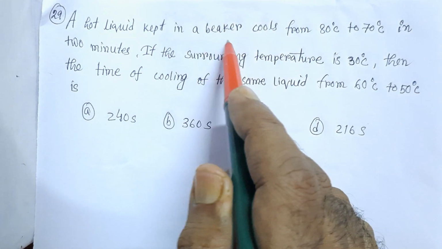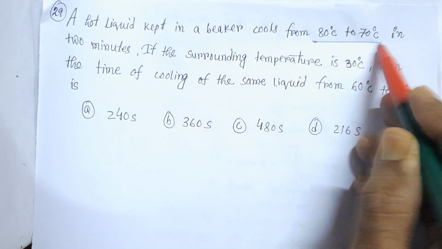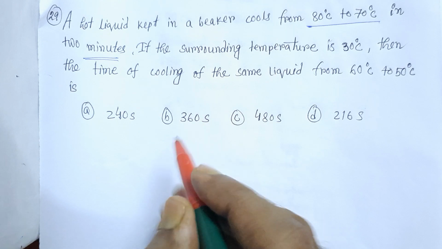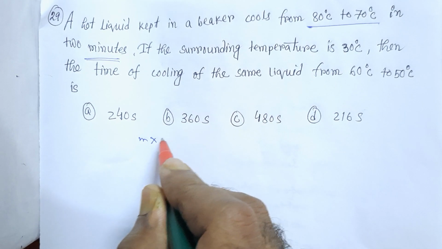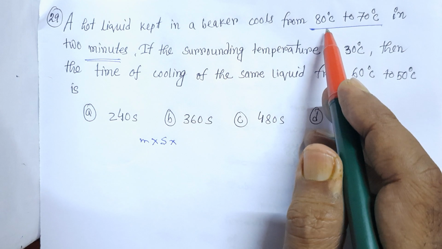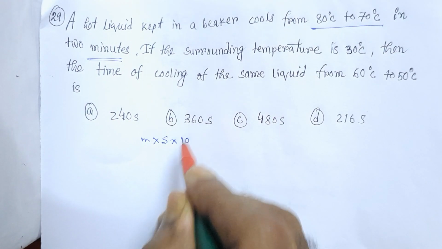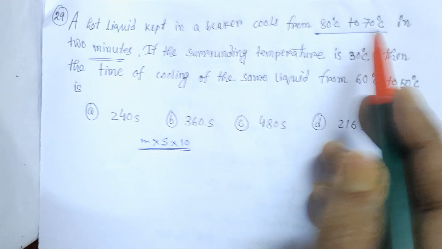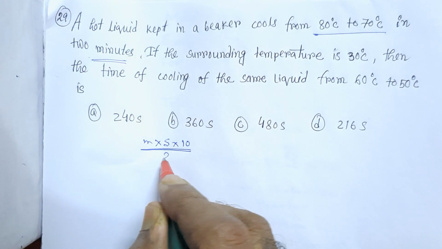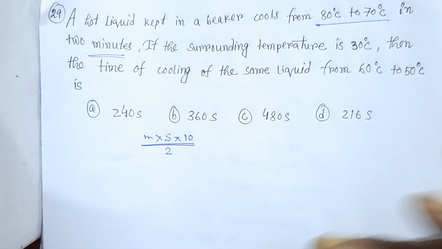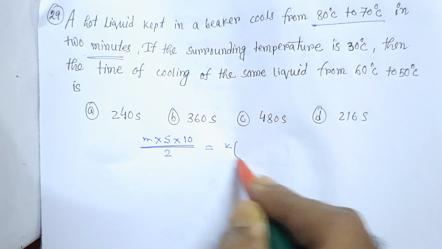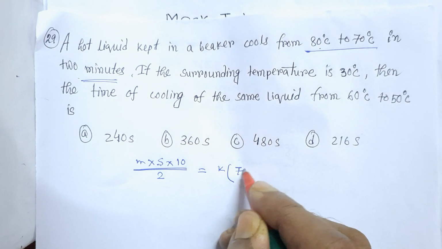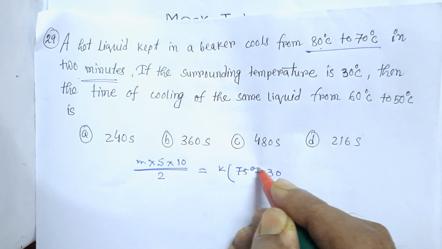A hot liquid kept in a beaker cools from 80 degrees centigrade to 70 degrees centigrade in 2 minutes. We have taken m gram of liquid and its specific heat is S. Its temperature goes down from 80 to 70 degrees centigrade, that is 10 degrees centigrade. So the heat radiated is MST, and the rate of heat radiated per minute equals K into average temperature. The average temperature of 80 and 70 degrees centigrade is 75, minus the surroundings temperature 30.